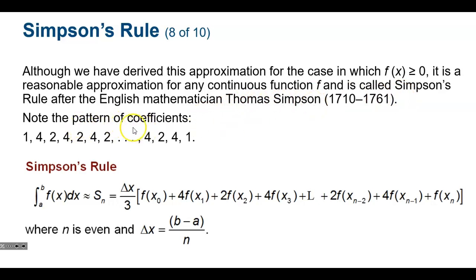Note the pattern of the coefficients: 1, 4, 2, 4, 2, 4, 2, 4, 2, 4, 1. And then here is Simpson's rule.